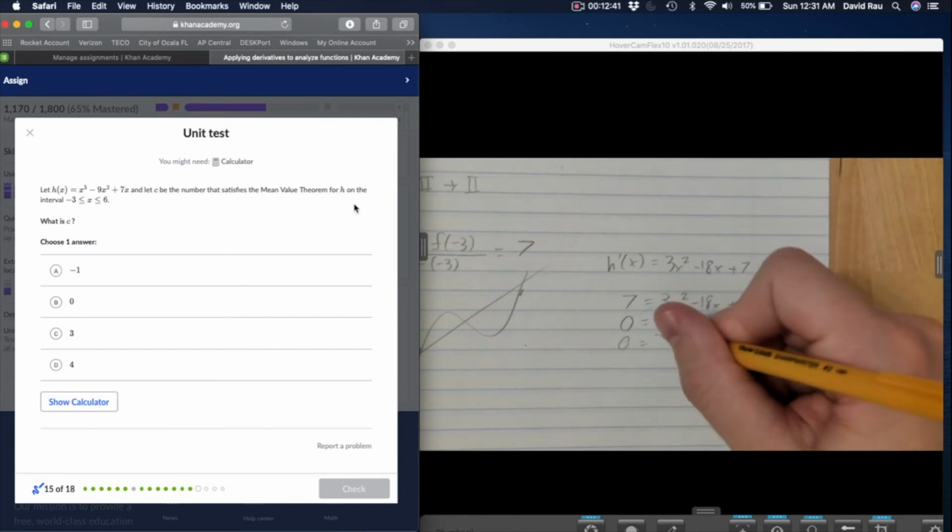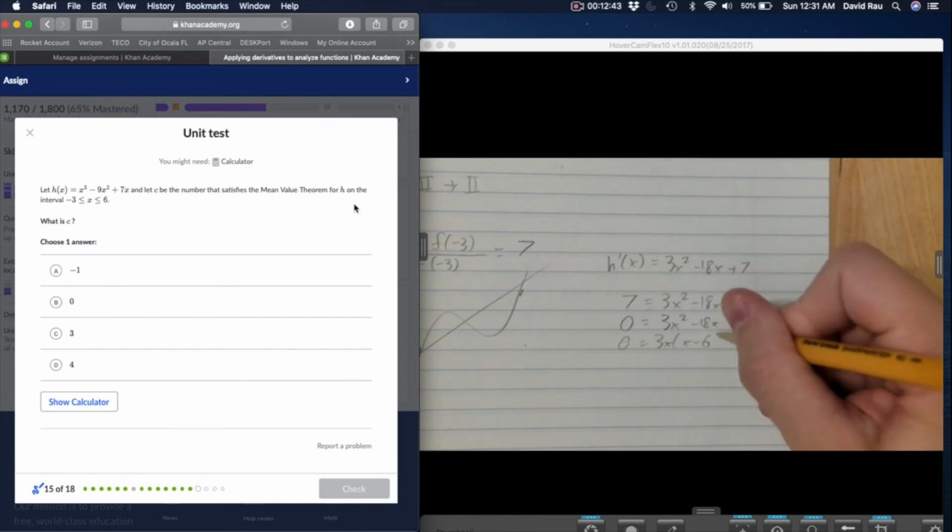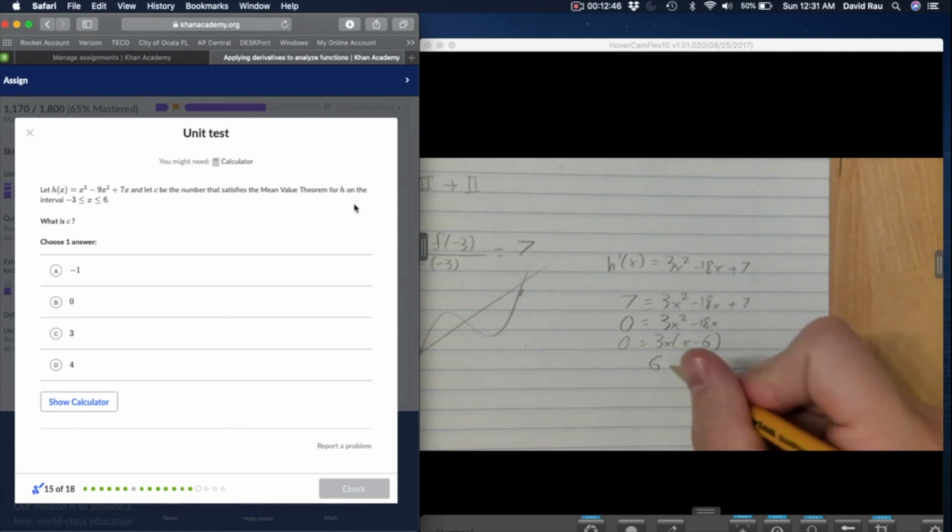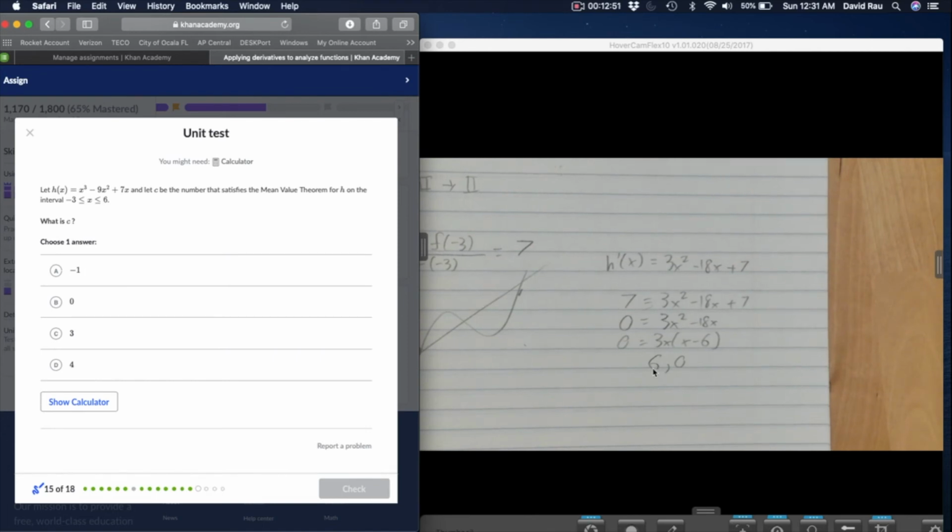We'll do some factoring. And we get two answers. We get positive 6 and we get 0. And the question is, which one of these is, and here's the most important part, in between the interval of interest? And the answer is 0. So we don't take the endpoints, we have to find something in between.